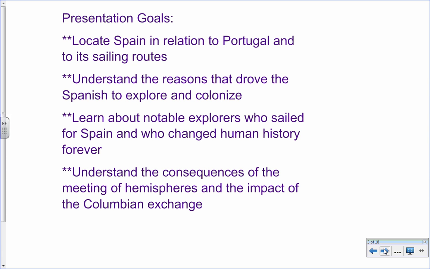Our presentation goals: we're going to locate Spain on the map, which we've done just briefly in the slide before. We're going to understand the reasons that drove the Spanish to explore, which is the mnemonic device, our G's: God, Gold, Glory. Learn about a few notable explorers who sailed for Spain. They might not have been from Spain, but did sail under the Spanish flag. And as always, we're going to talk about the consequences or the impact of these voyages.